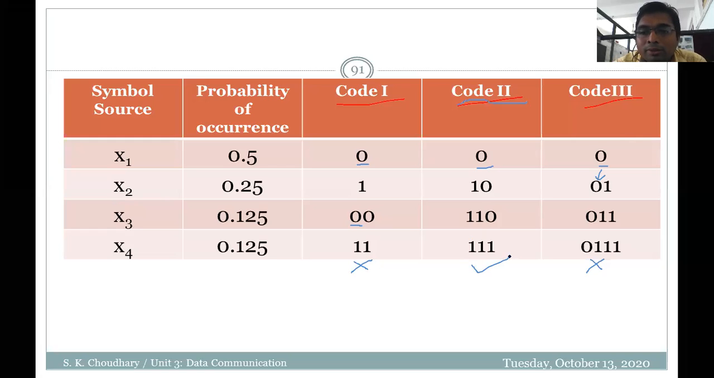Here in the code 2 section, none of the code words of x1, x2, x3 or x4 is used as a prefix for any other code word. That's why it is a correct example of prefix coding. Okay, so this is a very important discussion. I hope all of you have noted it down or taken a screenshot. Now we have to move further.